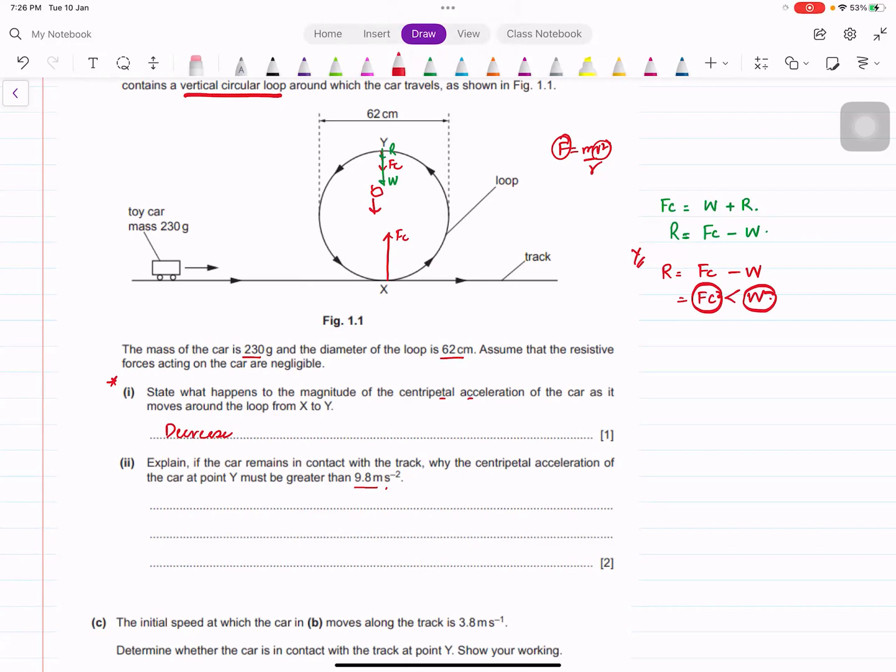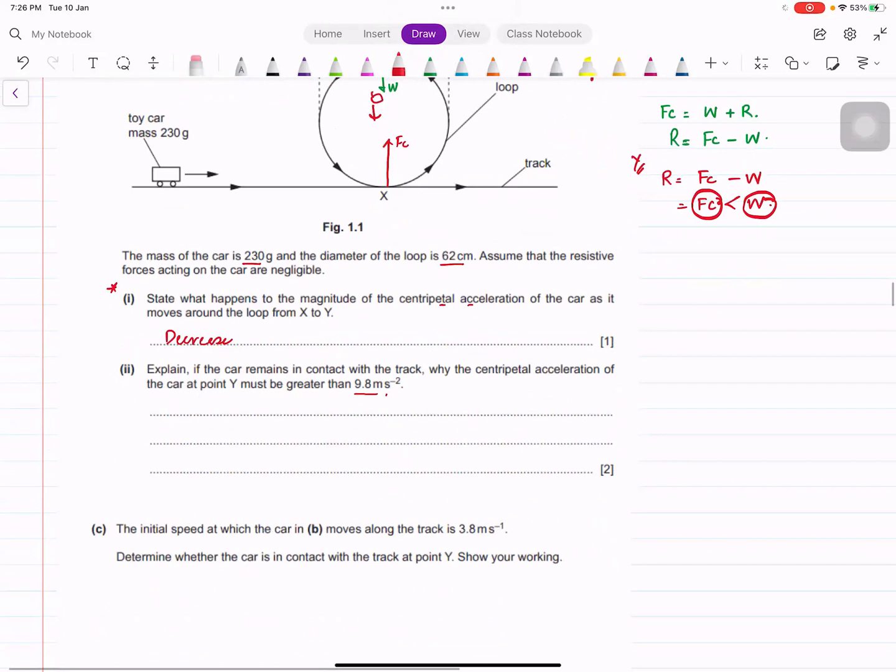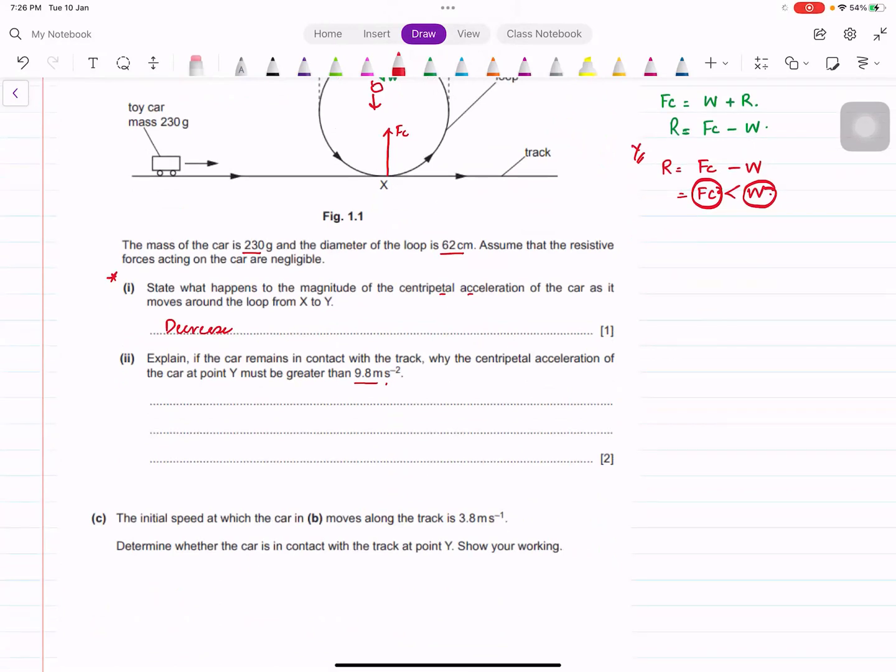Okay. So now how would I approach this question? I would write that 9.81 meters per second squared is the acceleration due to gravity, caused by the weight of the car. So this would be my first point, okay?